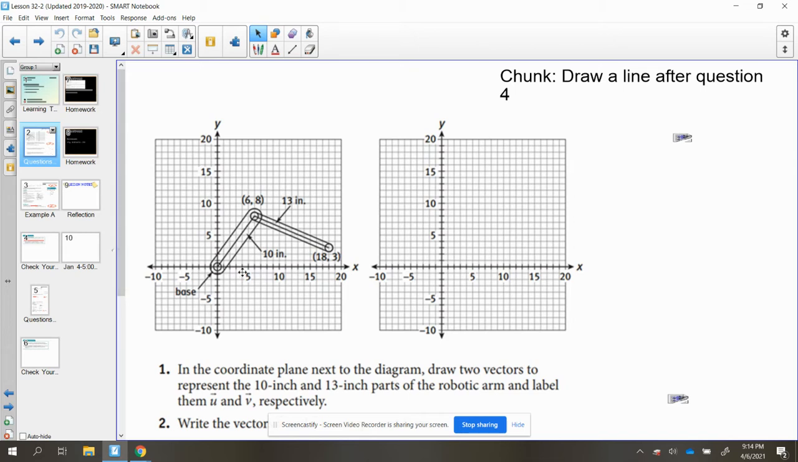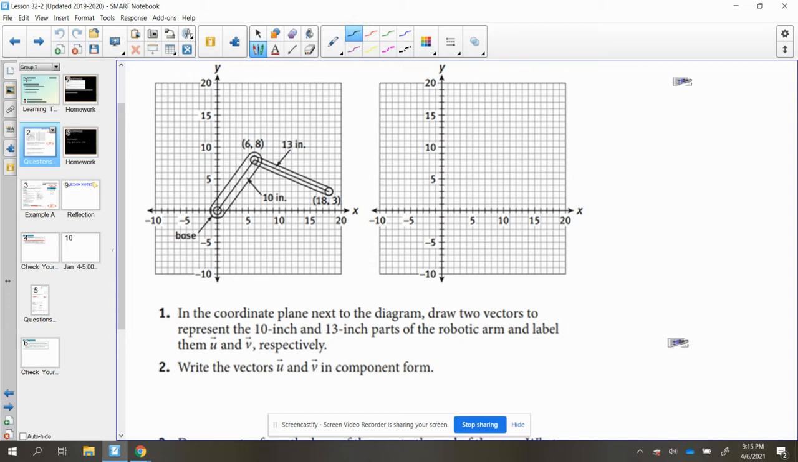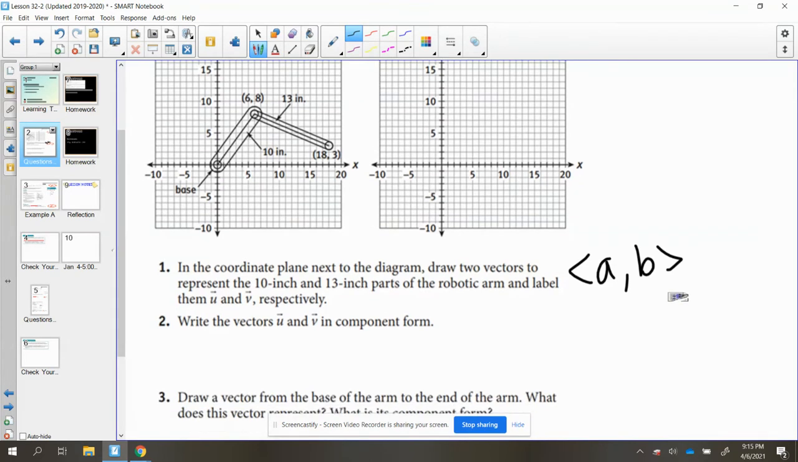So if we look here in the diagram provided on page 446, we have a 10-inch segment and a 13-inch segment. If we start at the tail and go to the head, we talked about yesterday that the component form is written in brackets as a, comma, b. In this case, we would move to the right 6 and up 8 from 0, 0. It's a vector in standard position. This is U, this is V, and we would represent this in component form as 6, 8.